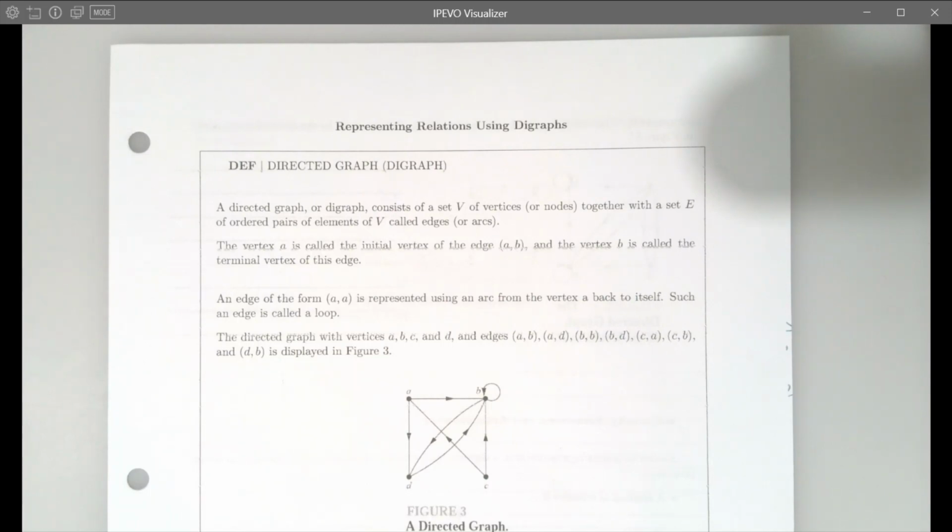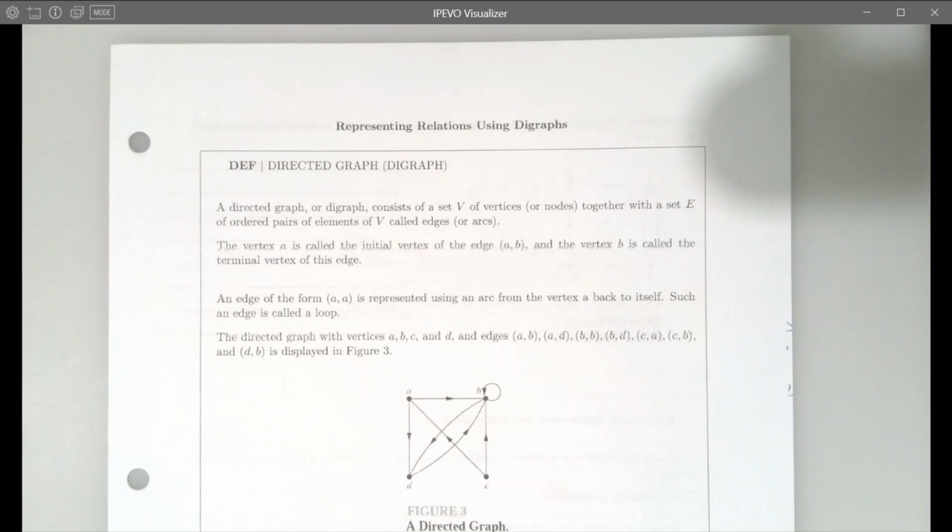So the first type of representation that we saw for relations was using matrices. And we saw how we could use a matrix representation to determine whether a relation is reflexive, symmetric, antisymmetric, transitive, and all of those properties. Now we're going to take a look at how we can use a directed graph, also known as a digraph, to read off those same properties. So let's start with the definition.